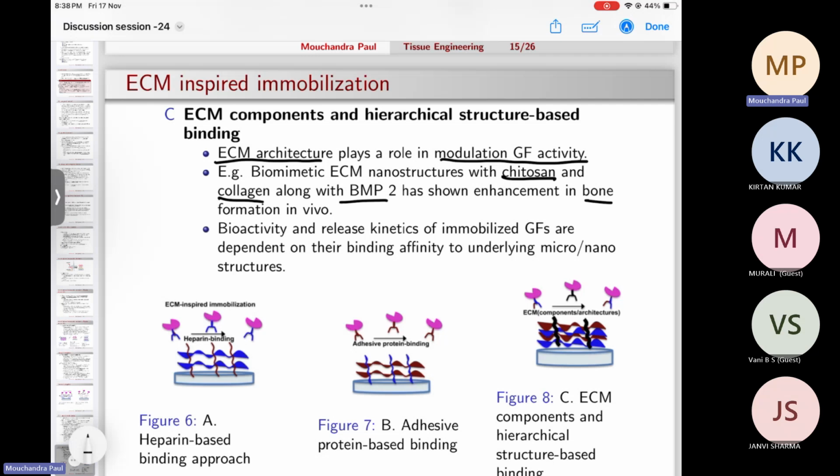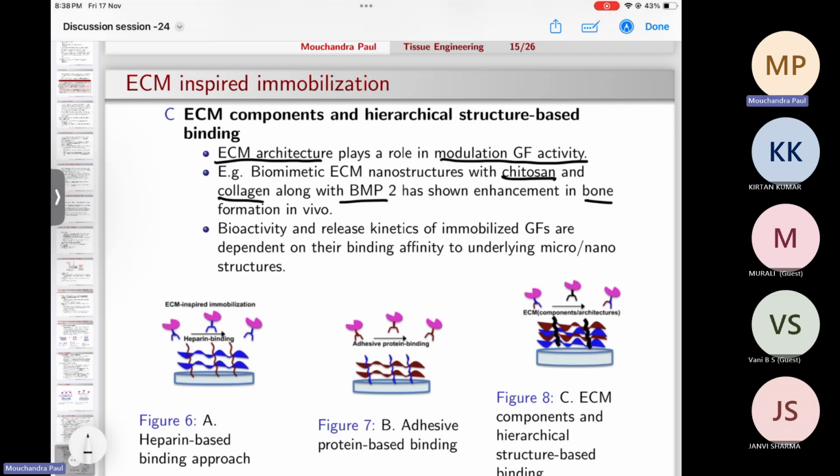Like regeneration was happening. So the bioactivity and release kinetics of the immobilized growth factors can be very well controlled. It basically depends on how the growth factors are adhered, or how much affinity they have towards the micro and nano level structure that we have created.